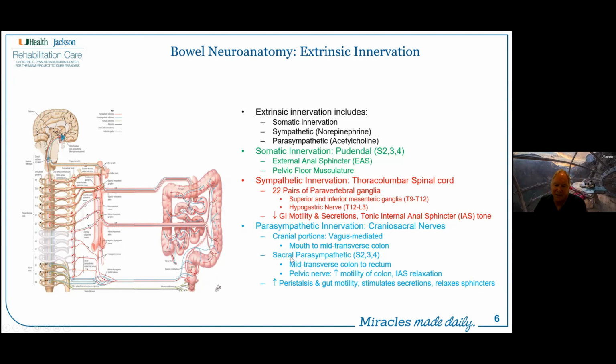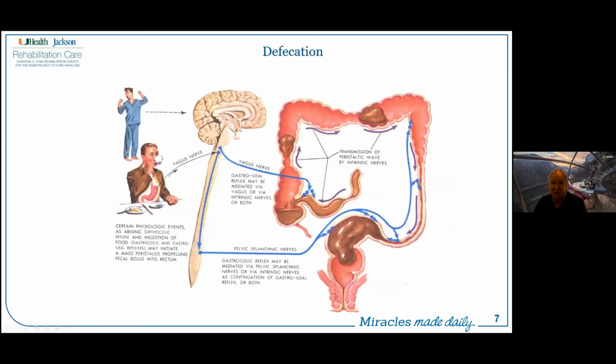So this is provided to the gut via the pelvic nerve, and the influence of the parasympathetic innervation is to increase motility of the colon, in particular as we talk about the sacral parasympathetic nerves, and to relax the internal anal sphincter. So overall, parasympathetic influence on the gut is to increase peristalsis and gut motility, just the opposite of the sympathetic nervous system influence. It also stimulates secretions and relaxes the sphincters.